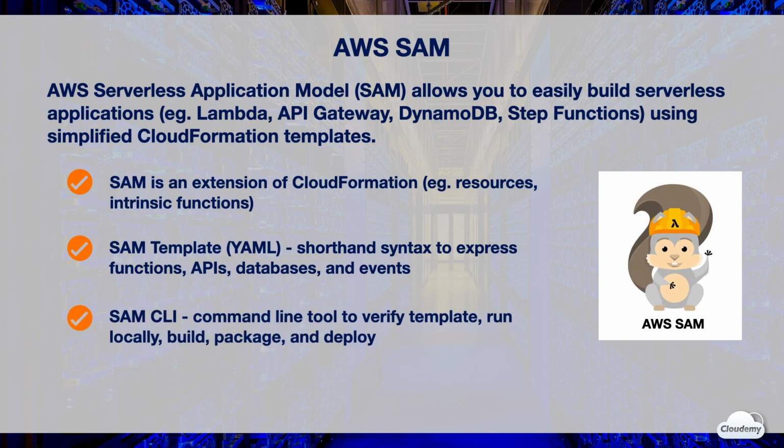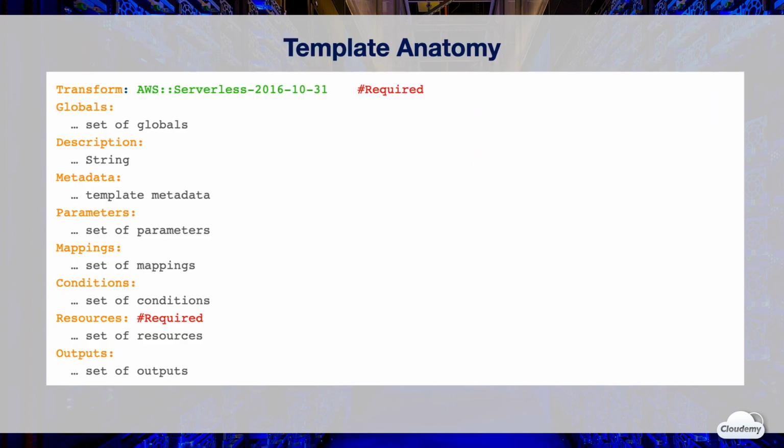SAM CLI is a command line tool that you can use to verify SAM template, invoke functions, and run APIs locally. SAM CLI enables you to easily package and deploy applications to the AWS cloud. SAM is an extension of CloudFormation. SAM template file closely follows the format of the CloudFormation template. A SAM template can be in JSON or YAML format.